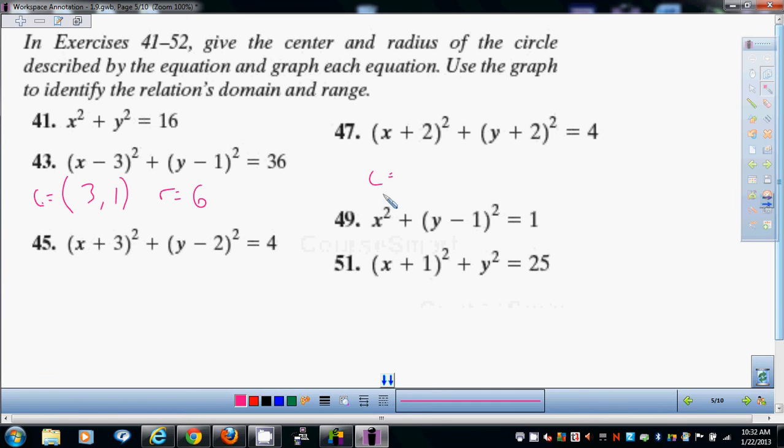Well, let's see. Give the center and graph each equation. We'll get to that in a second. Use the graph to identify the relation's domain and range. Let's think about this for a second. Better yet, let's graph one, and then we'll come back and look at those. Here's one. What's the center? -3, 2. Radius. Oh, that might help if I uncovered it. So it's going to go out 2 in every direction.